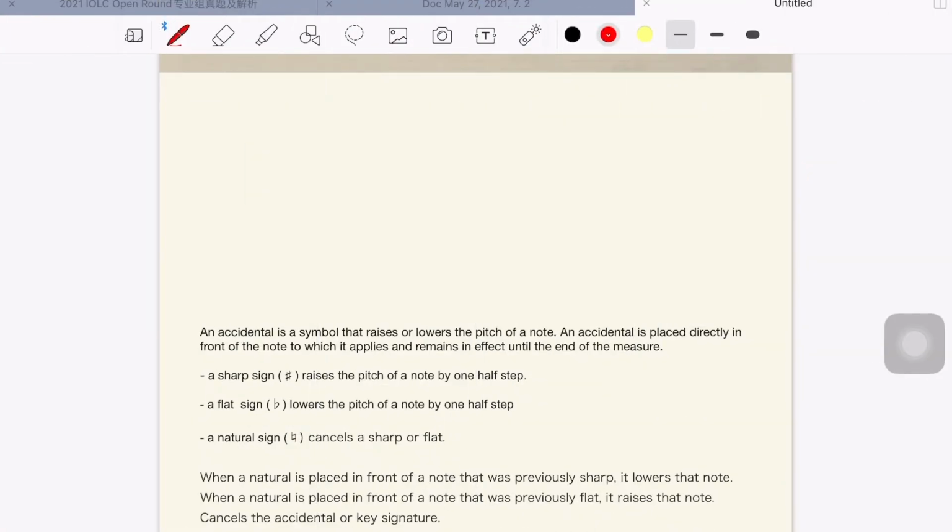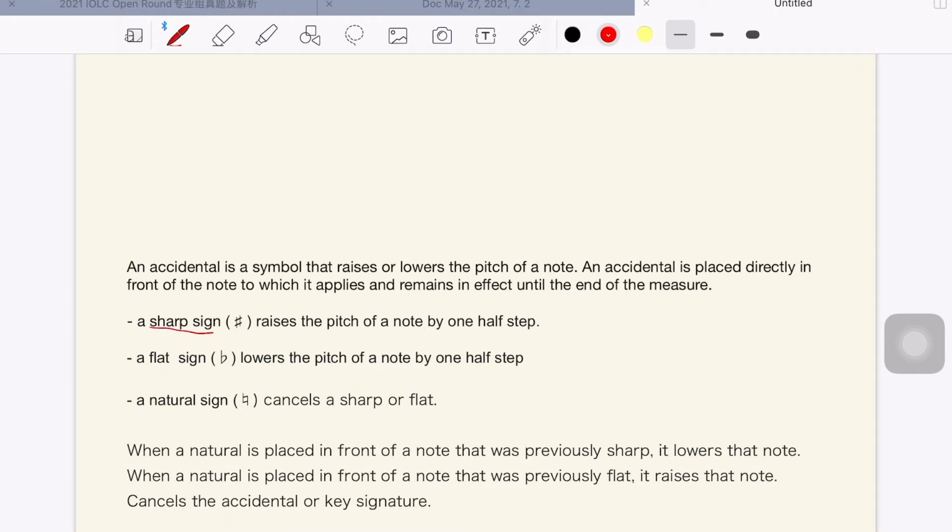So an accidental is a symbol that raises or lowers the pitch of a note. An accidental is placed directly in front of the note to which it applies and remains in effect until the end of the measure. So a sharp sign, which looks like this, raises the pitch of a note by one half step. And a flat sign, which is basically the opposite of a sharp sign, lowers the pitch of a note by one half step.